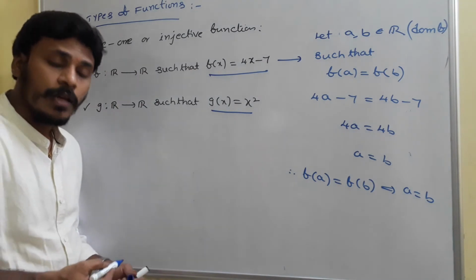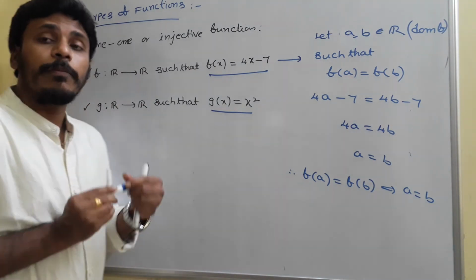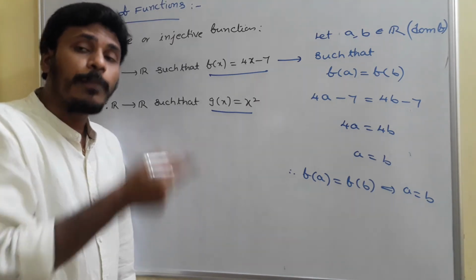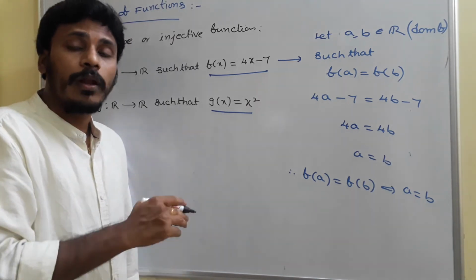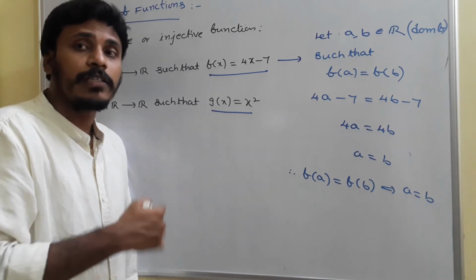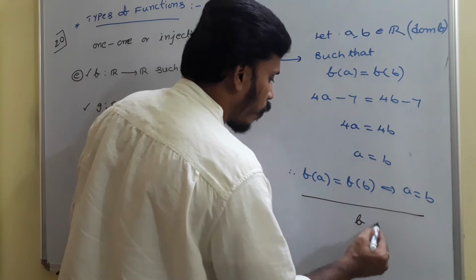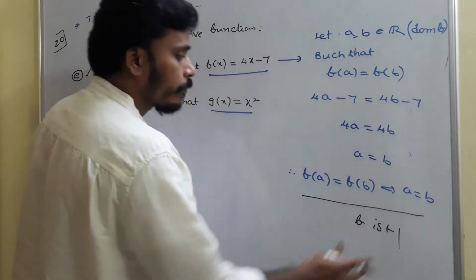What does it mean? If images of two elements a comma b are equal, then those two elements are equal. In the sense, equal elements have equal images, different elements have different images. It concludes that f is one-one. Okay, f is one-one.